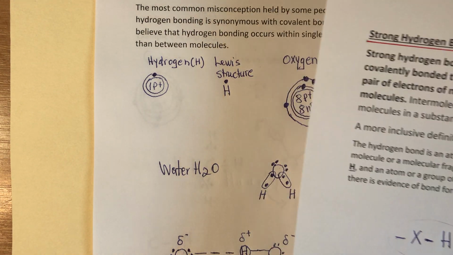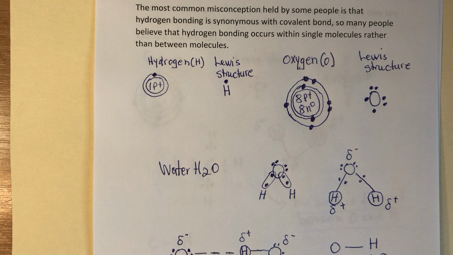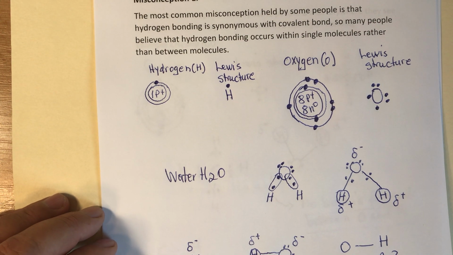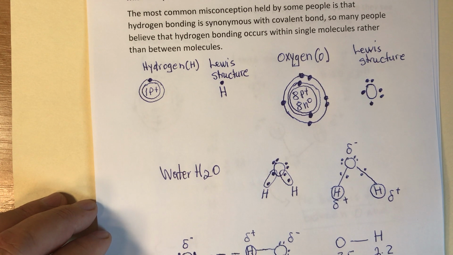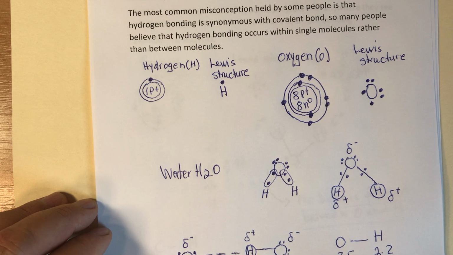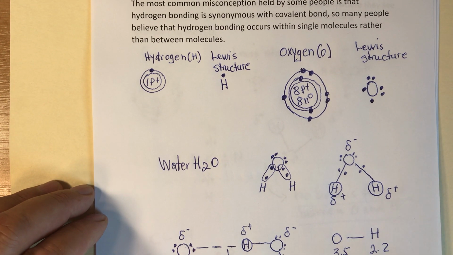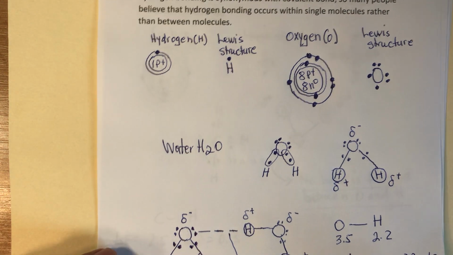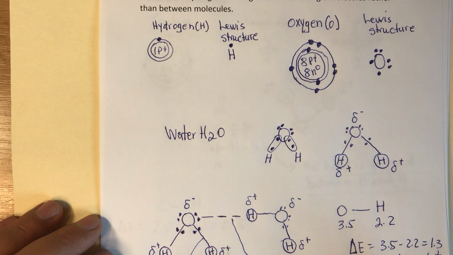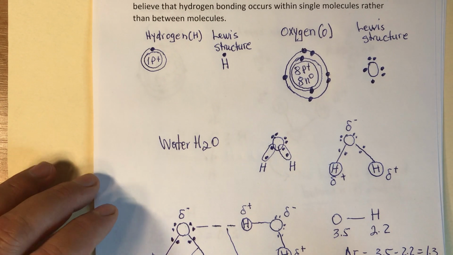There are misconceptions among people regarding hydrogen bonding. Some of them see hydrogen bonding as synonymous with a covalent bond. So many people believe that hydrogen bonding occurs within single molecules rather than between molecules.